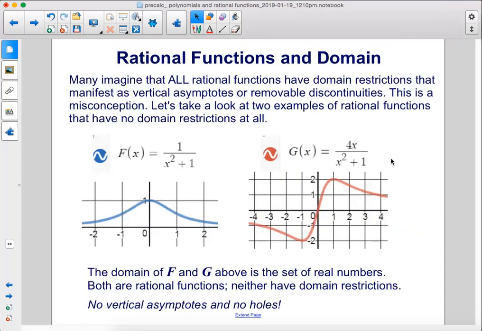Many imagine that all rational functions have domain restrictions that manifest as vertical asymptotes or removable discontinuities. This is a misconception. Let's take a look at two examples of rational functions that have no domain restrictions at all. Here we have f of x equals 1 over x squared plus 1, and here we have g of x equals 4x over x squared plus 1. The domain of f and g above is the set of real numbers. Both are rational functions, neither has domain restrictions. There are no vertical asymptotes or holes.